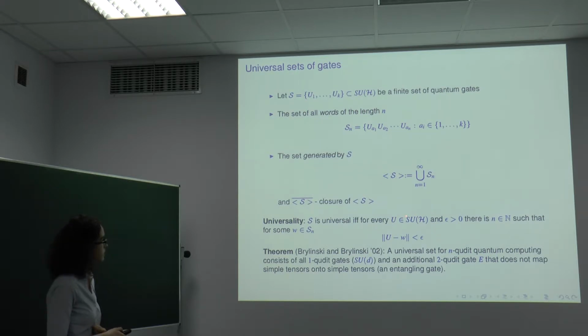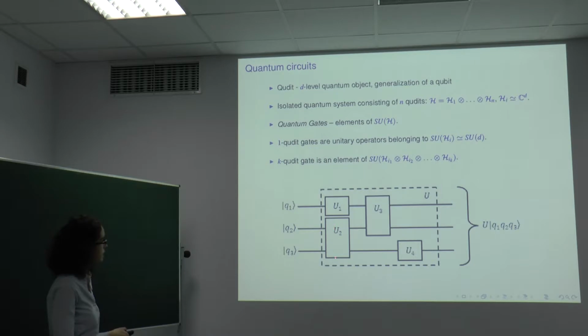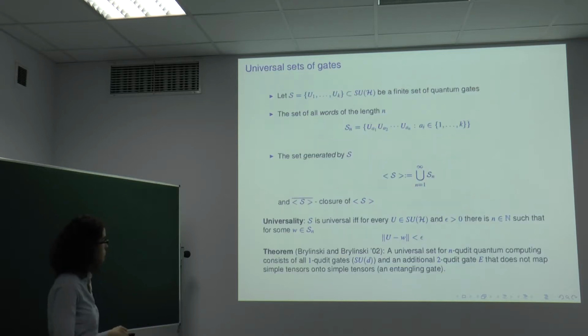Note that in this definition we assume that the Hilbert space is arbitrary. However, it was proven in 2002 that a universal set for n-qubit quantum computing can be constructed from the universal set of 1 qubit gates and an additional gate acting on at least 2 qubits, that is called entangling gate. So having 1 qubit gates and an entangling gate, we can build an arbitrary gate acting on this whole system.